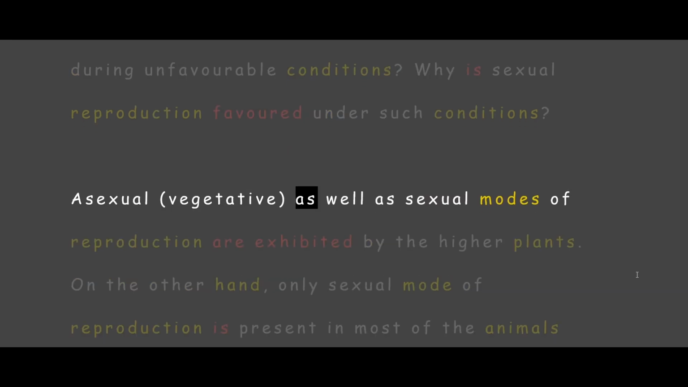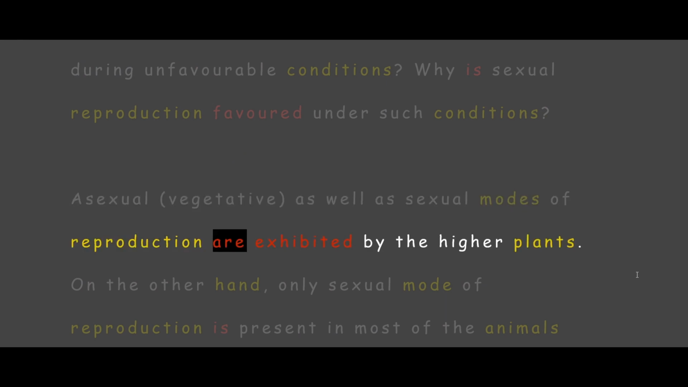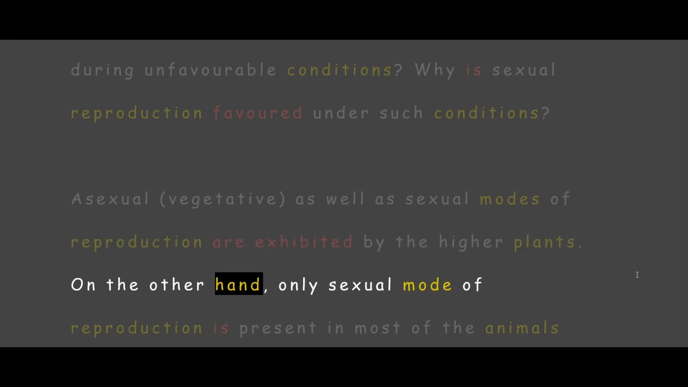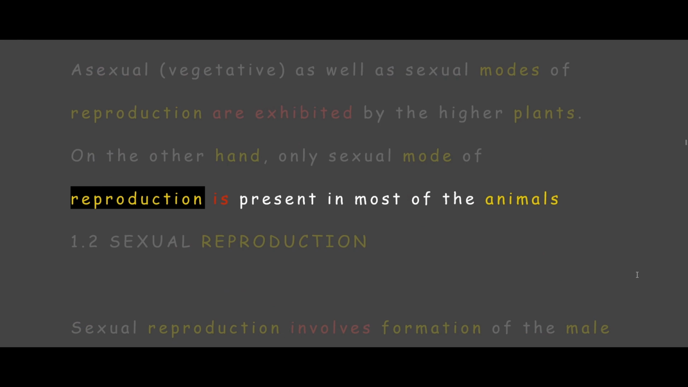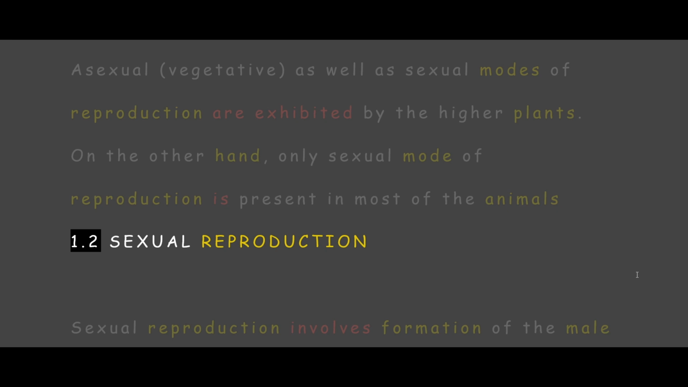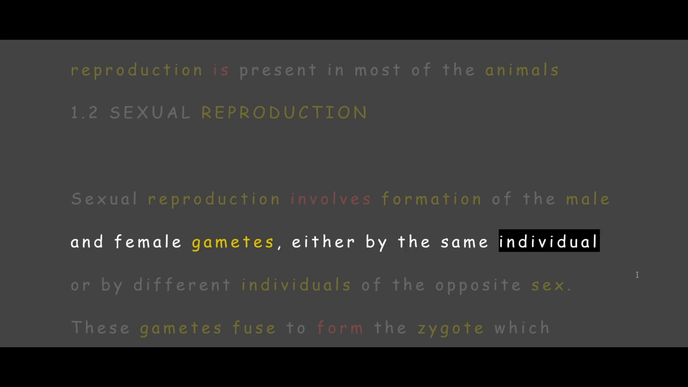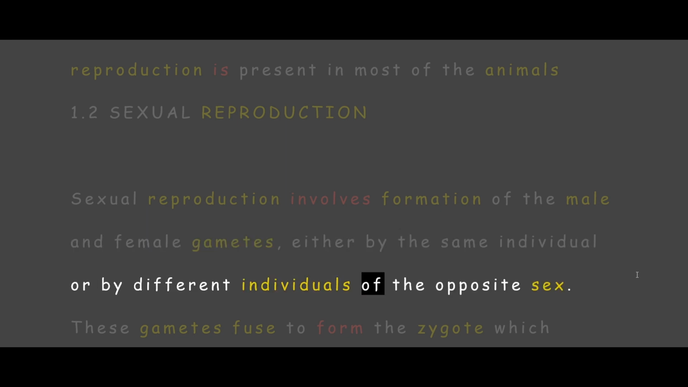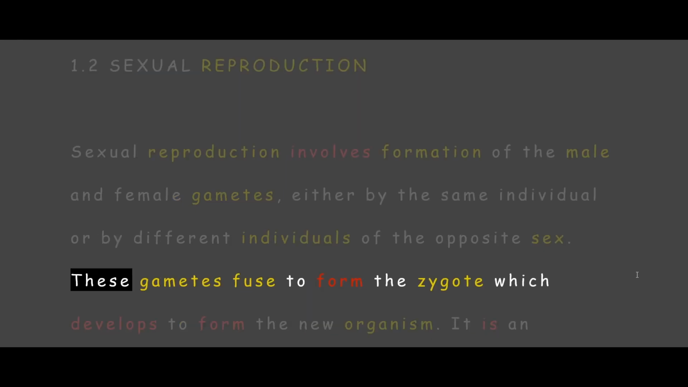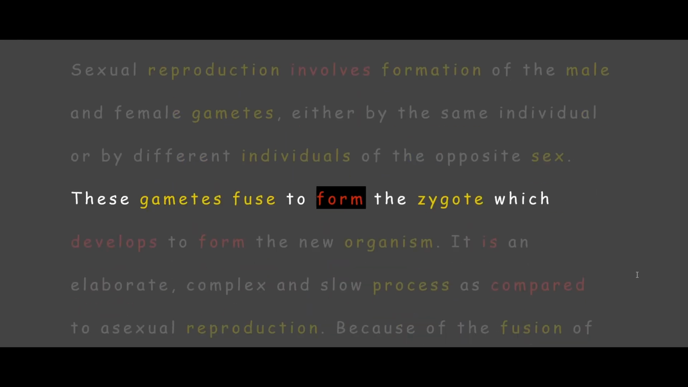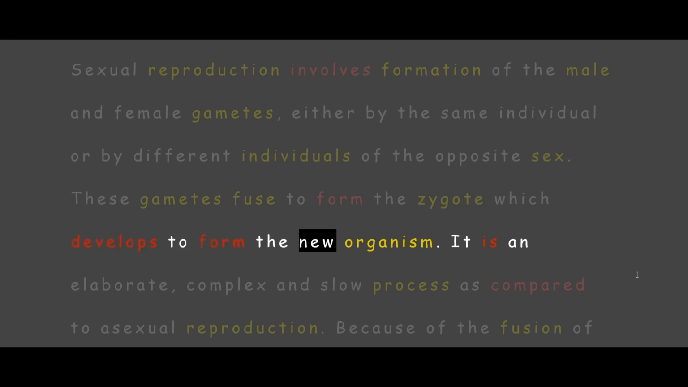Asexual, vegetative, as well as sexual modes of reproduction are exhibited by the higher plants. On the other hand, only sexual mode of reproduction is present in most of the animals. 1.2 Sexual reproduction. Sexual reproduction involves formation of the male and female gametes, either by the same individual or by different individuals of the opposite sex. These gametes fuse to form the zygote, which develops to form the new organism.